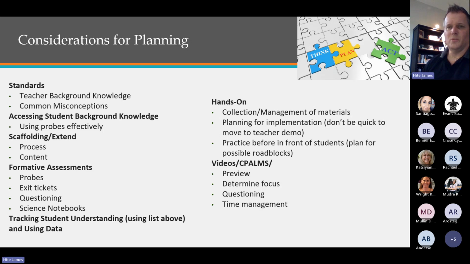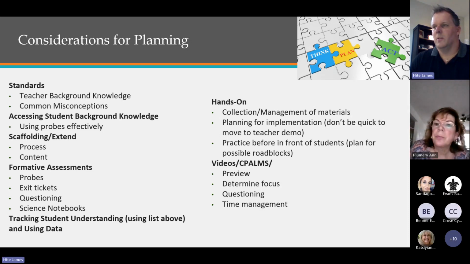Utilizing the probe. So the unit usually starts out with some sort of a formative assessment probe. So use that data to help drive your instruction. Maybe there's a certain concept or vocabulary that your students are unfamiliar with, so they might need some extra background information there, or a video or something. Scaffolding, so any processes or content that needs extra scaffolding up front is totally fine. So you just have to find where those gaps are. And then using formative assessments like the probes, exit tickets, and questioning is very important.